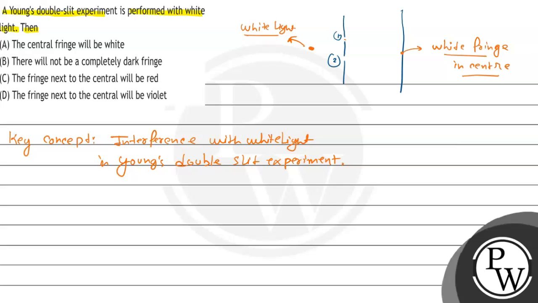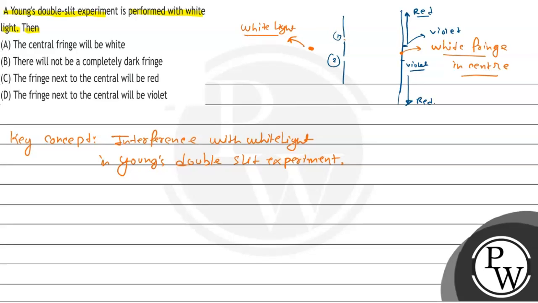right? So just next after the white fringe we will see violet, and the color will change as we go outside, from violet to red. Same will happen in the lower case also. We will see violet just next after the white fringe, then we will see the color is changing from violet to red.